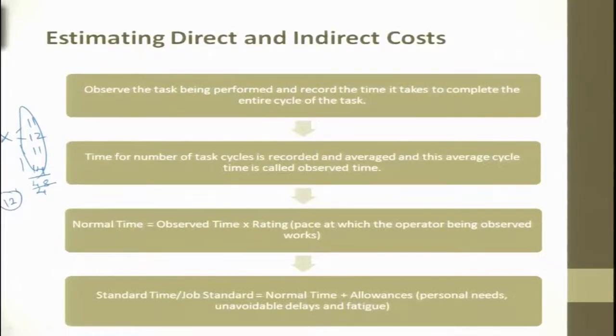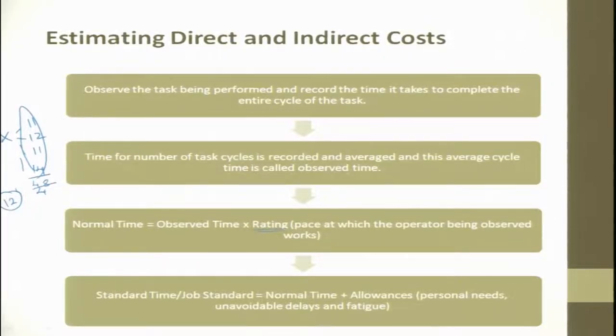So, what have you done? You have taken the time taken for the same task done 4 times, and then you have averaged it out, and then you have figured out this is 12. This 12 is called the observed time. So what is a normal time? Normal time is nothing but observed time into rating.